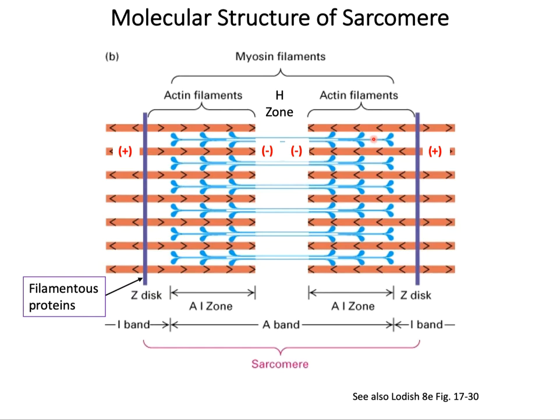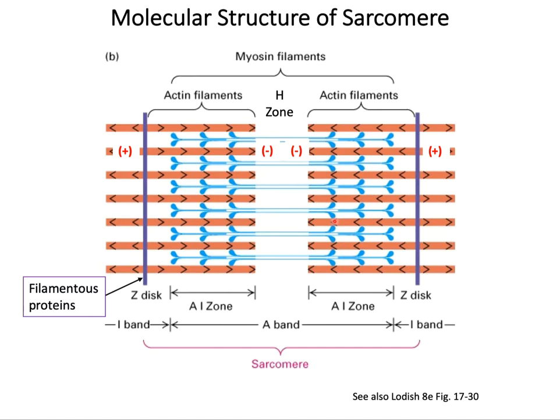Unlike other cell types where the actin is very dynamic, growing and shrinking according to the cell's needs, including motility, vesicle trafficking, and cell division, in muscle cells this structure of actin and myosin together is extremely stable.